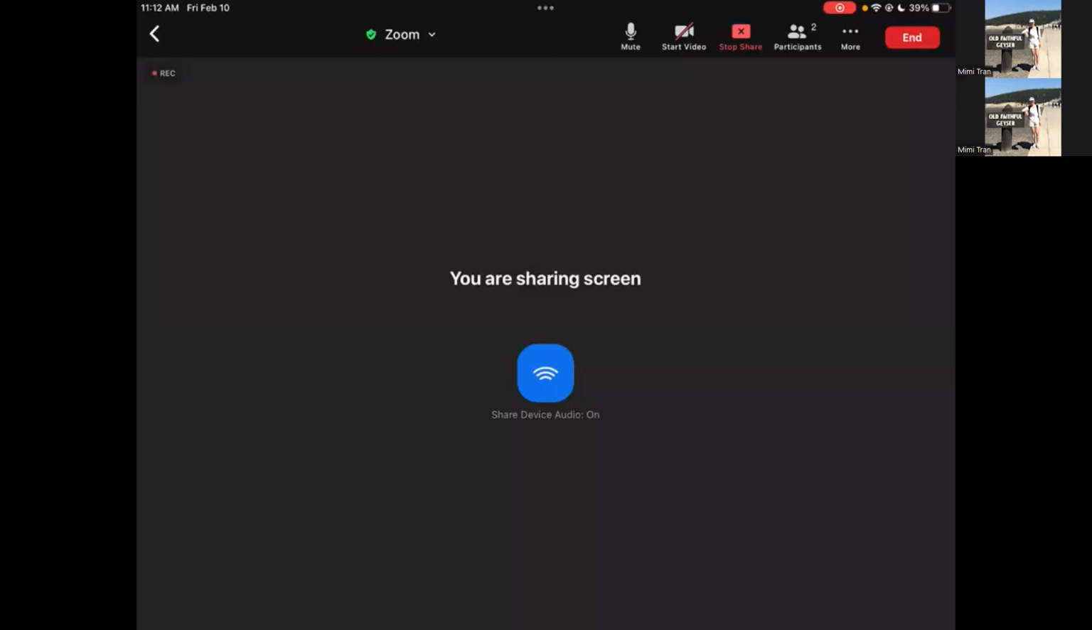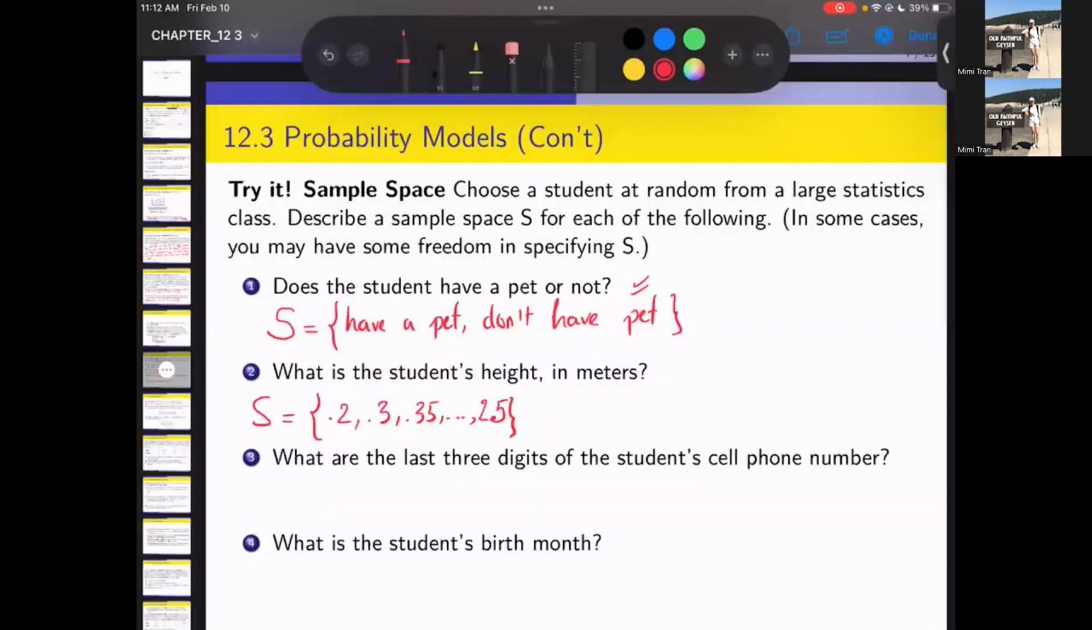Am I sharing? Yes, I'm sharing. All right, next one. What are the last three digits of a student's cell phone number? You can start out with what? Yeah, 000, and then 001, 011, any combination, right? All the way to 999. So those are possible outcomes.